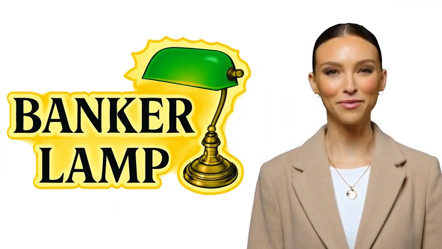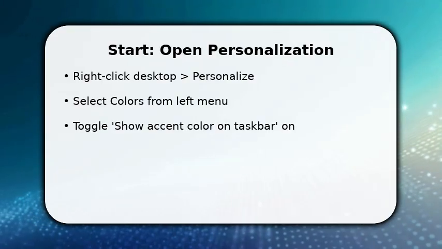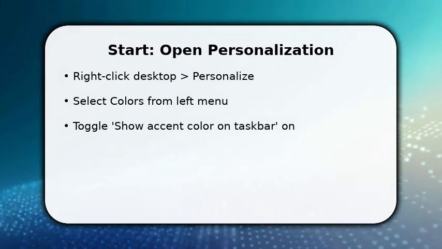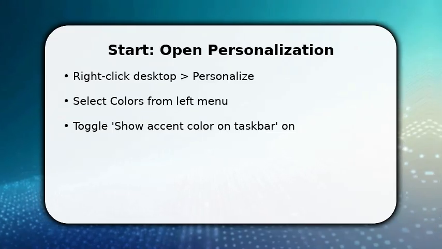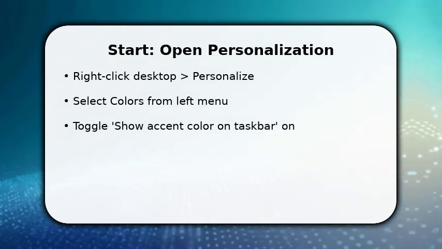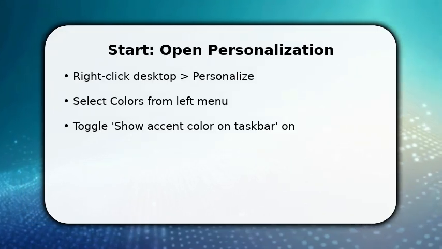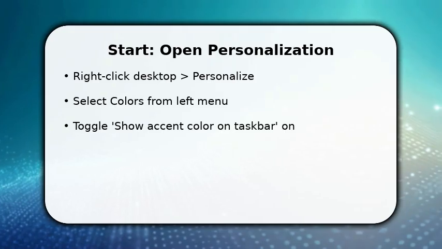You begin by opening personalization so Windows knows what to change. Right-click the desktop and select Personalize, then pick Colors on the left. Once there, you need to decide whether to use an accent color or a custom color. Choose one in the grid or click Custom to mix.